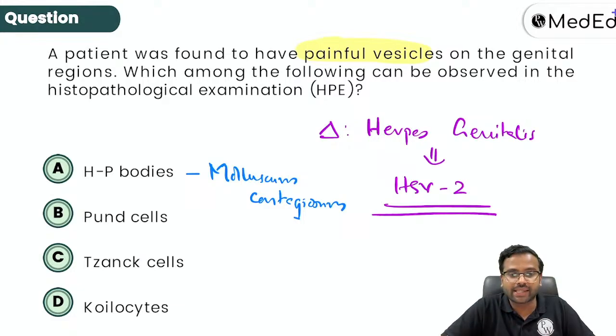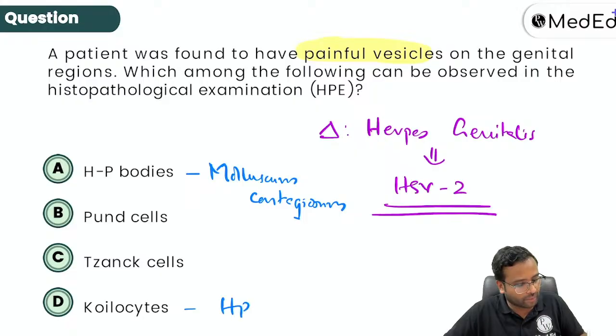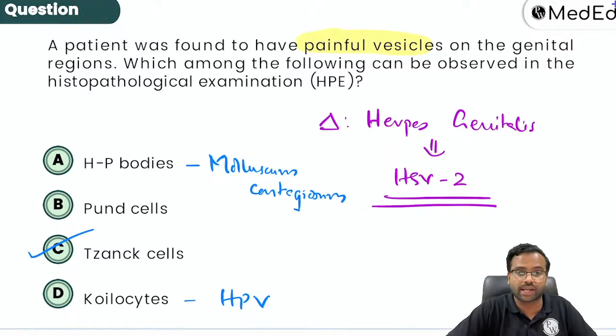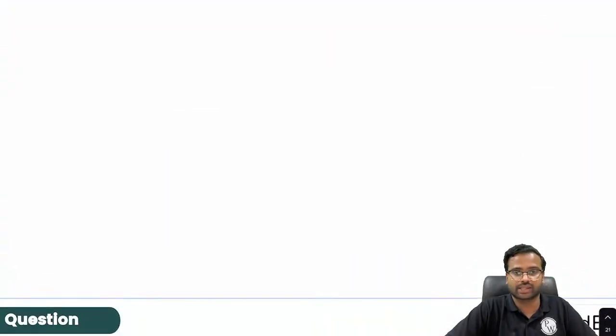Is it Zhang cells? So this question may not be completely accurate, right? What happens in the Zhang cells is that these are acantholytic cells, or Zhang cells. Coilocytes, where do you find coilocytes? Human papilloma virus infections, right? So in HPV, which causes warts, you can find coilocytes. So the nearest best answer you can expect here is a Zhang cell.